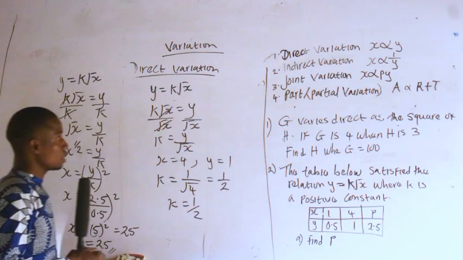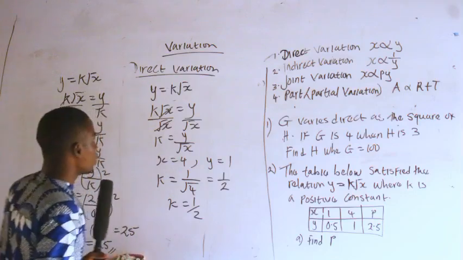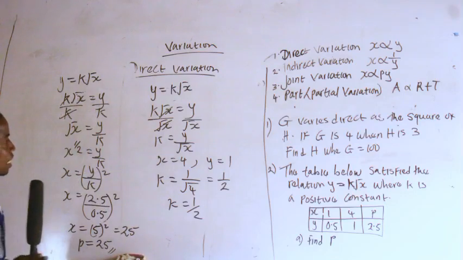Now, we are moving to the next one, which is indirect variation.